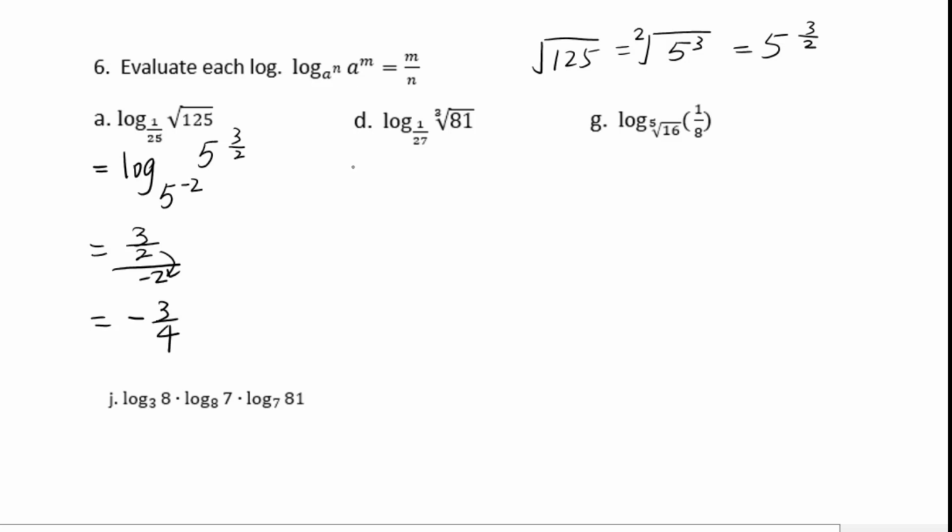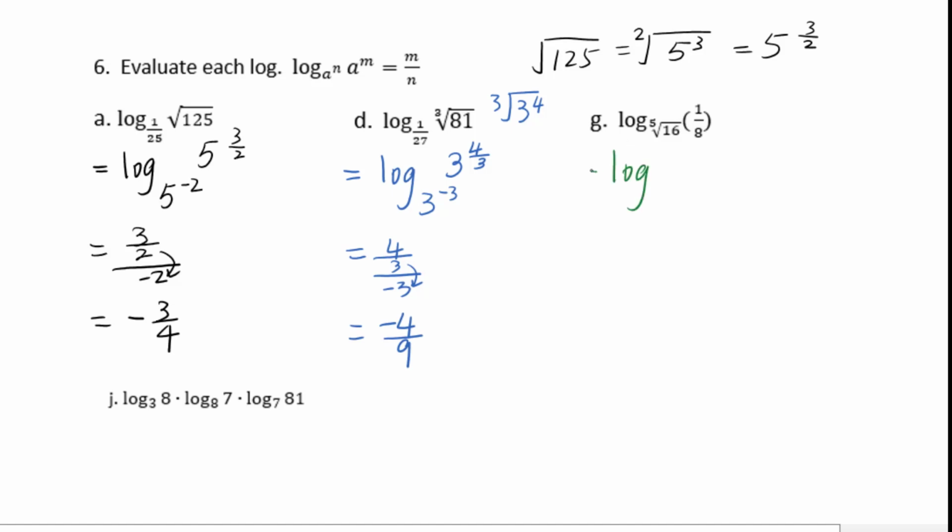Let's go to D. We will make the same base for the base and the argument. 1 over 27 is 3 to the negative third power. Cubic root of 81 is the cubic root of 3 to the fourth power, which means 3 to the 4 over third power. That equals 4 over 3 over negative 3. Then you drop down, equals negative 4 over 9.